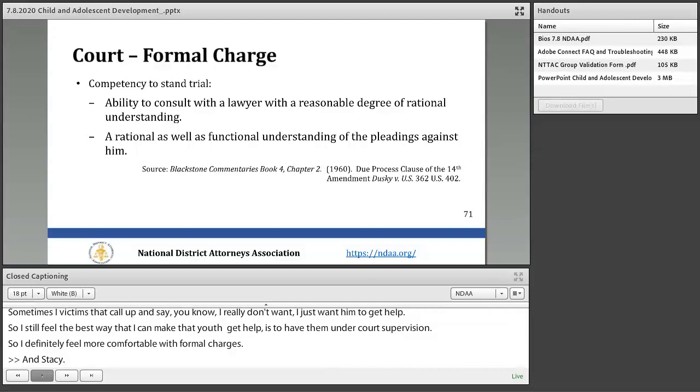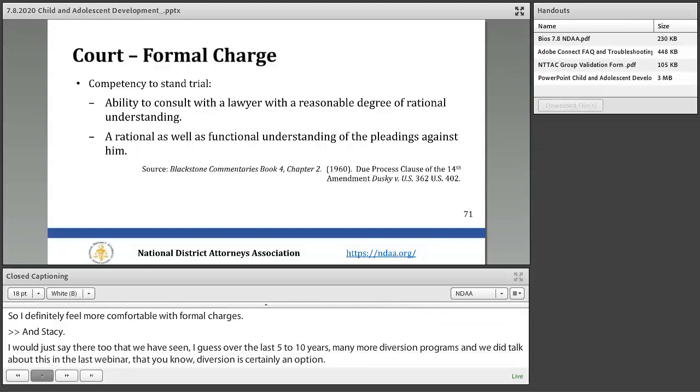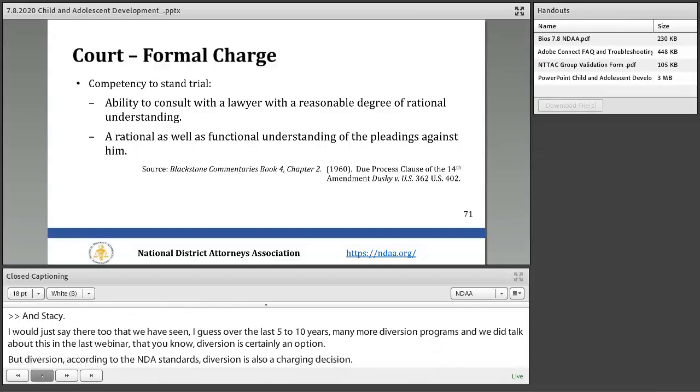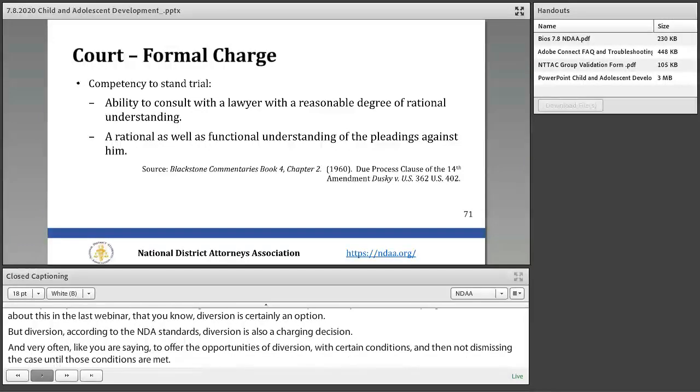And Stacey, I would just say there, though, that we have seen, over the last 5 to 10 years, many more diversion programs. And we did talk about this in the last webinar that diversion is certainly an option, but, according to the NDAA standards, diversion is also a charging decision. Very often, like you're saying, it offers the opportunity of diversion with certain conditions and then not dismissing the case until those conditions are met.